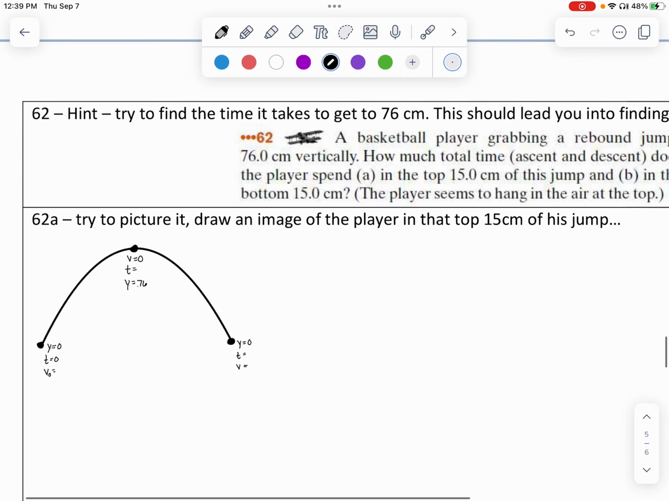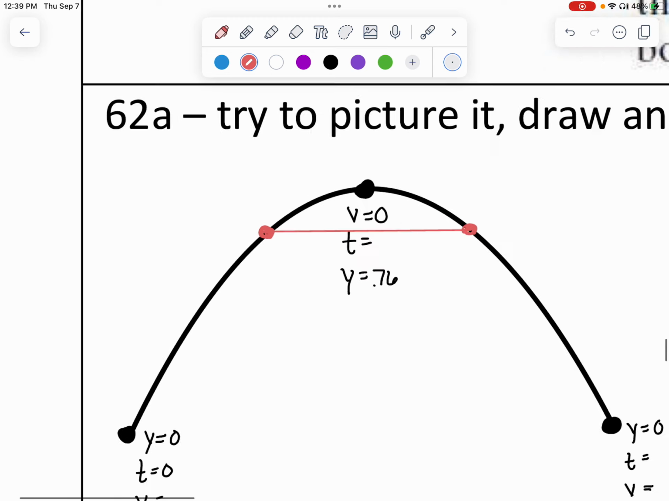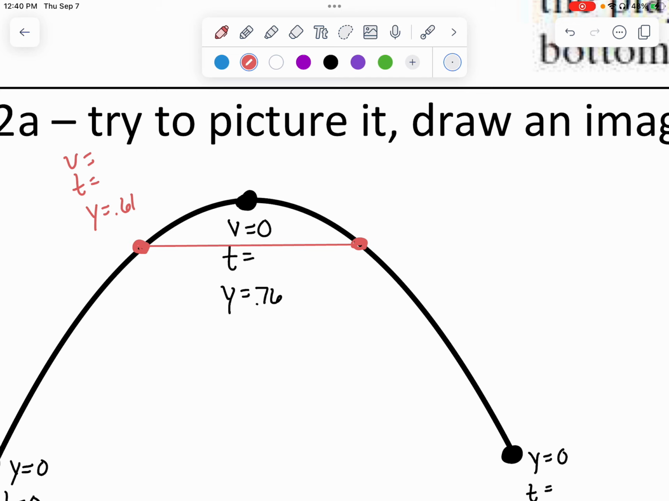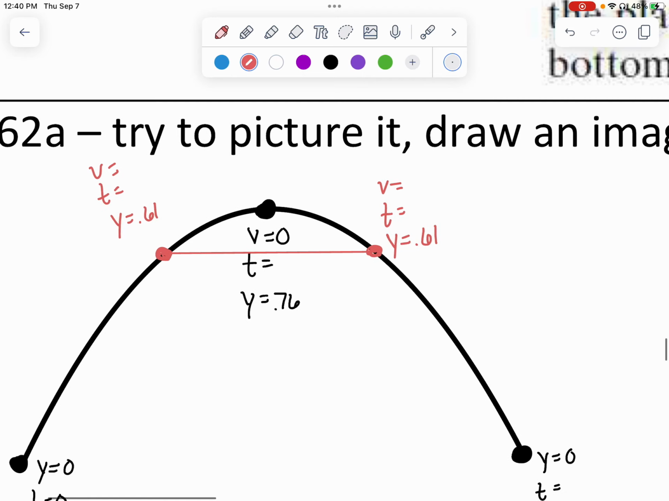Part A is about the top 15 centimeters. I'm going to draw a pink line for the top 15 centimeters, from here to here. All that I know about this pink area is that y is 0.61 meters. I do not know my time. I do not know my velocity. And over here, I know that my y is 0.61 meters. I do not know my time or my velocity. So that's kind of the main idea so far.